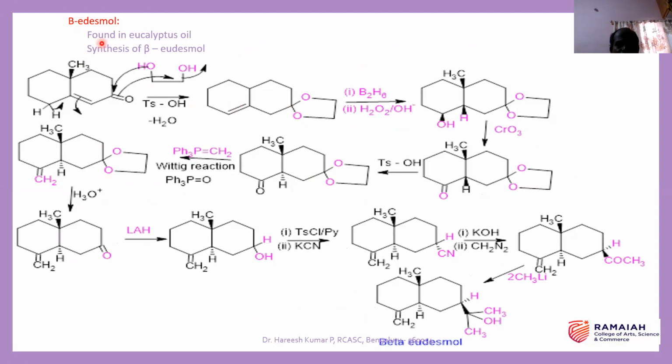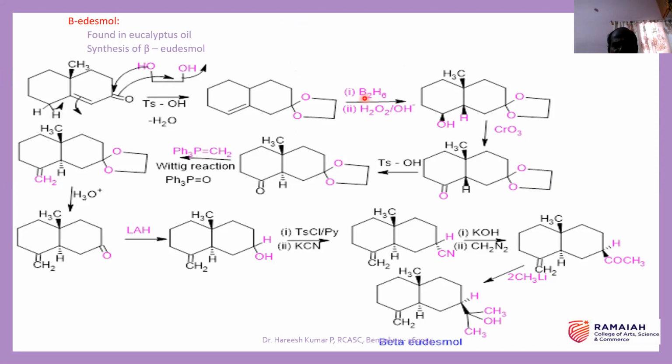beta-eudesmol. Beta means the tertiary isopropyl alcohol group should be towards the observer. If this bulky group is away from the observer, then it's called alpha. As per the syllabus, we should look into the beta only. So this is the method of synthesis.